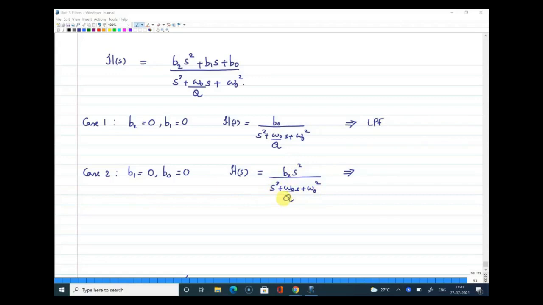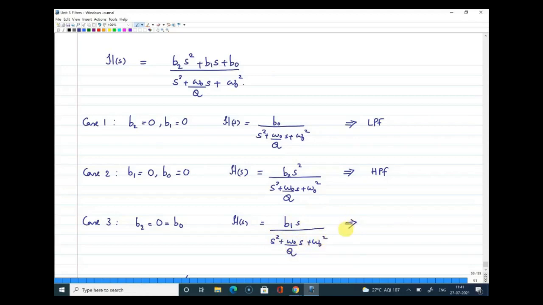This is not a band pass filter, because at s equal to infinity you are not getting a zero transfer function. So it is a high pass filter. And one more case is case 3, when you substitute b2 equal to 0 and b0 equal to 0. Then your transfer function will be equal to b1s divided by s square plus omega naught by Q into s plus omega naught square, right?